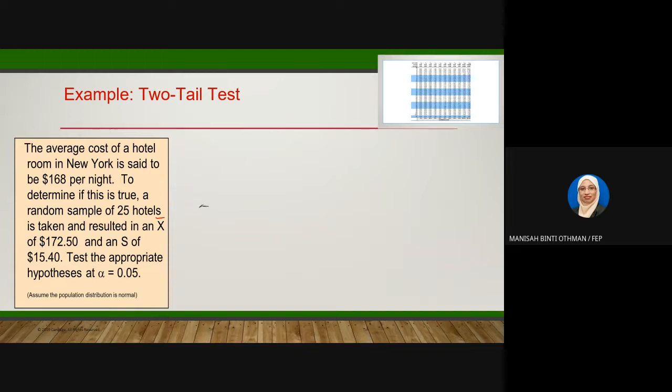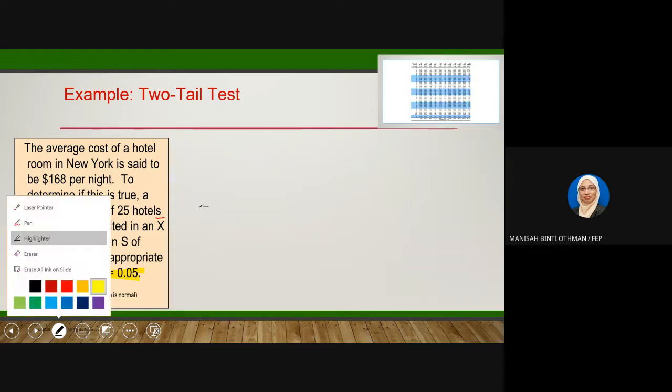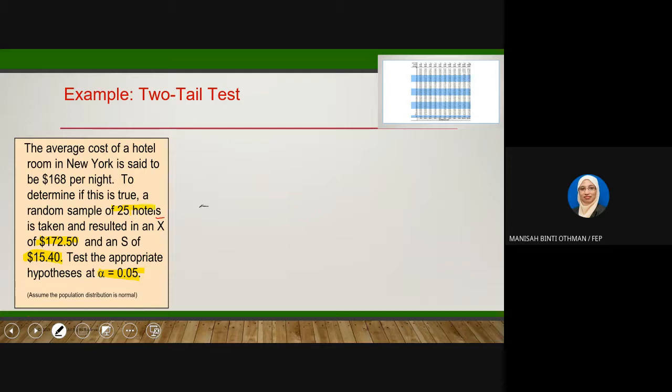To determine if this is true, a random sample of 25 hotels is taken, and the average cost, X bar, is $172.50 and the standard deviation is $15.40. We will test the hypothesis at the alpha value 0.05. So, you get the sample from 25 hotels, and they claim that a room should be $168 per night. So this is a two tail.